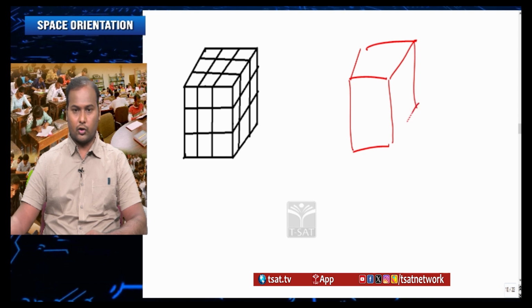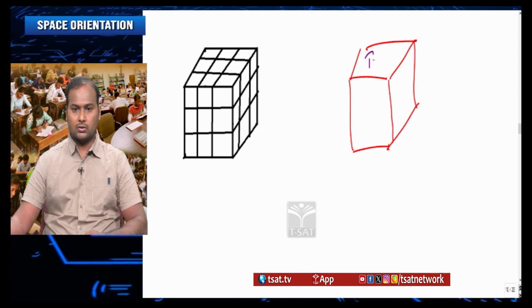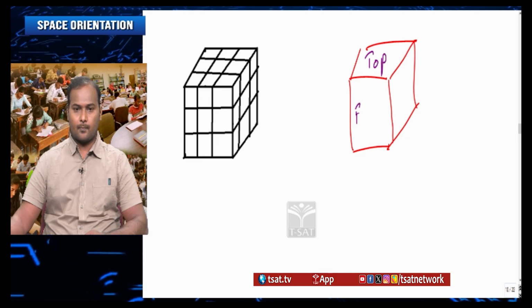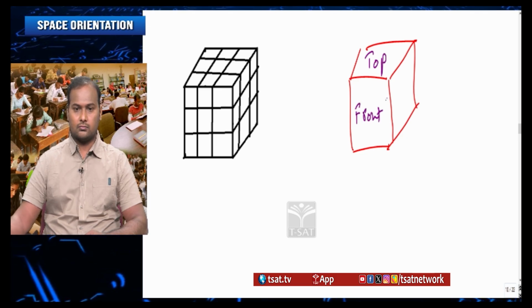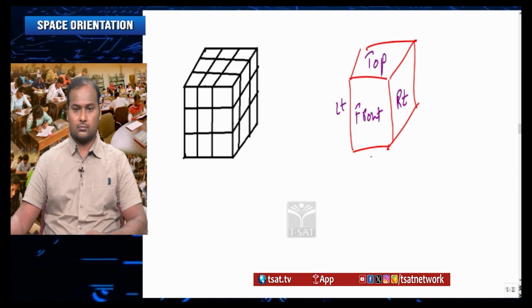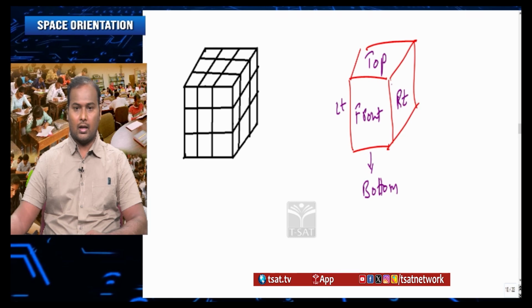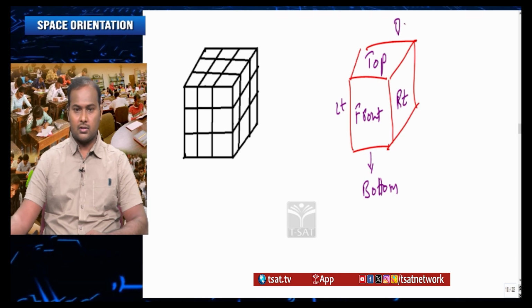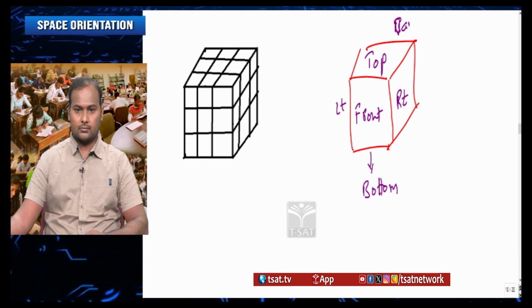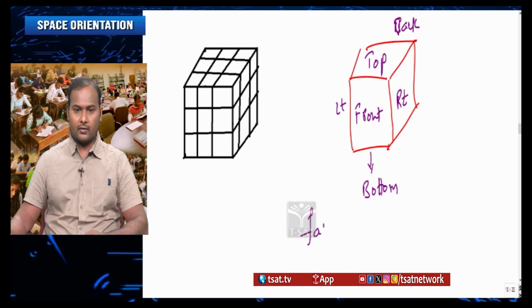So imagine this is a cube. A cube always has 6 faces. What are they? That is top, front, right, left, bottom and back. That is not visible to us. The other one is back. So how many are these in total? We have a total of 6 faces.